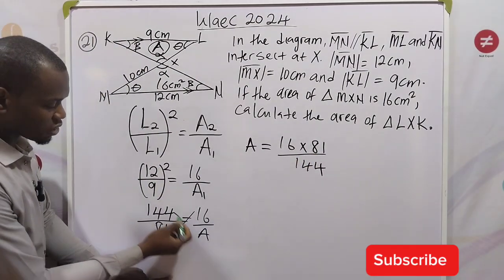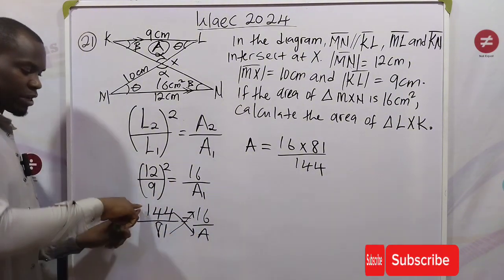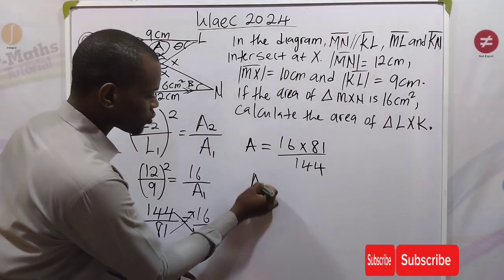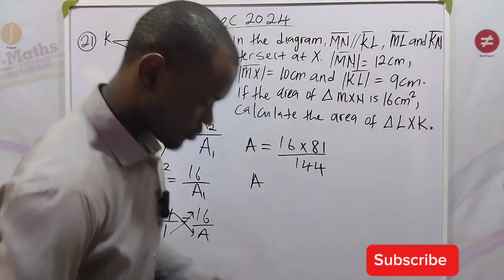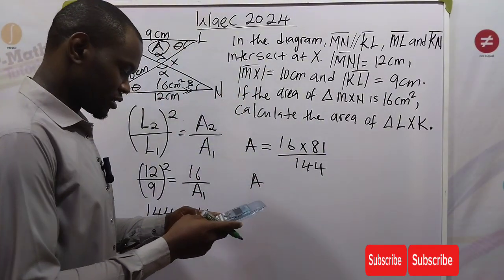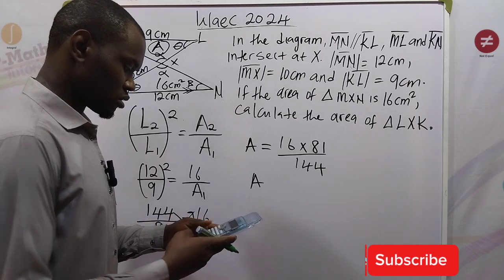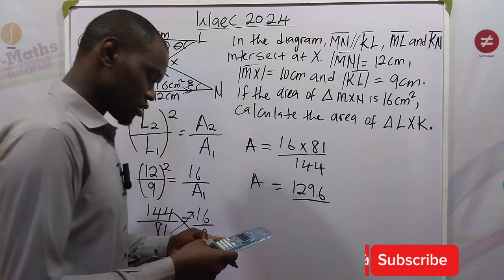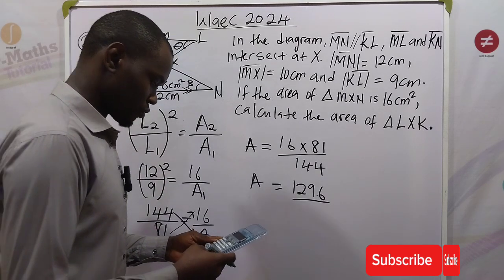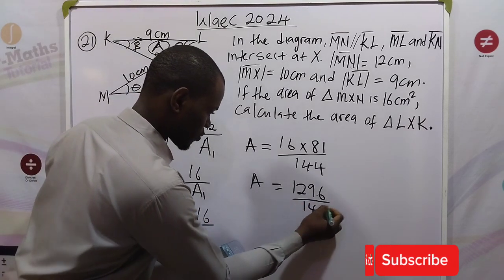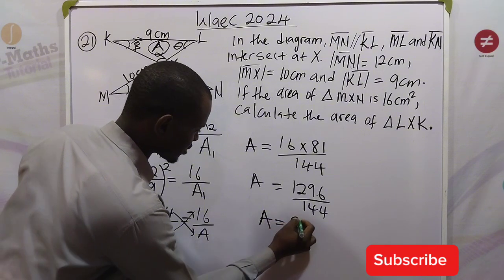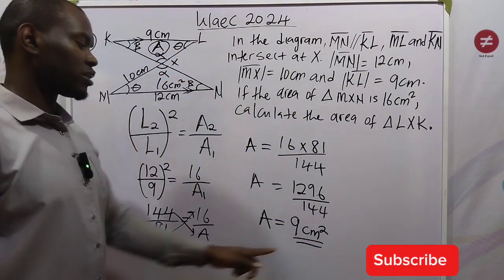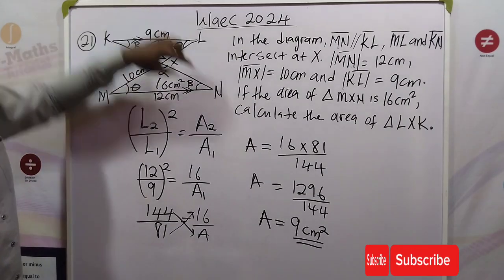You will cross multiply and divide by the coefficient of A. Just know how to simplify stuff like this. So we now multiply. We have 16 times 81 as 1296 over, so we divide by 144. That will give us the area as 9. So it is measured in square units. All right, so the area of this other triangle is 9.